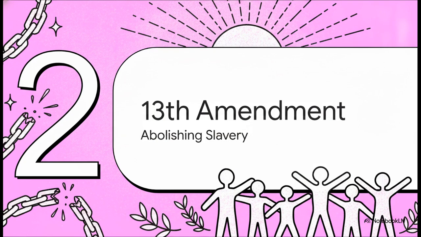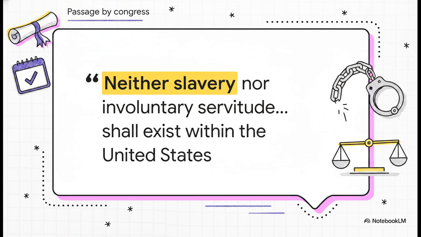Section 2, the 13th Amendment, Abolishing Slavery, a Constitutional Solution. We begin with the very first major constitutional promise of the Reconstruction era. This was designed as a final, permanent solution to the issue of slavery in the United States.